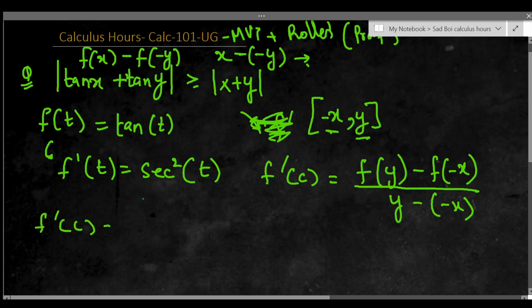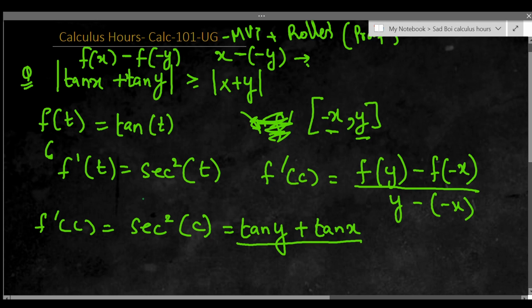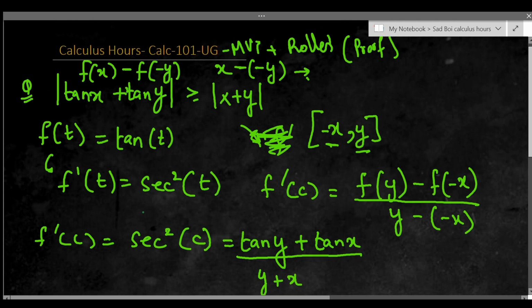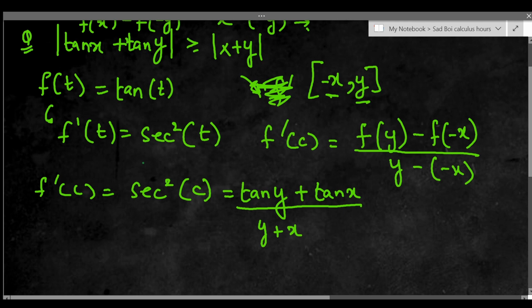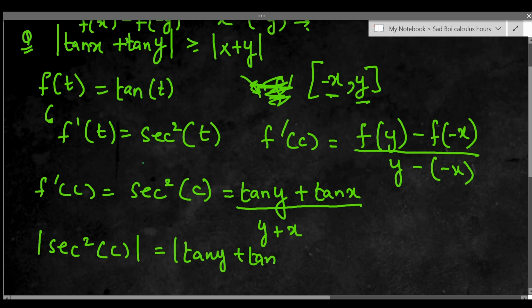and substitute the function in place of f bar of c, which is going to be sec square c, and it's going to be equal to f of y, which is tan y, minus f of minus x, which is minus tan x. So minus minus makes it a positive number. And then the denominator is going to result in y plus x. So now you have the exact function, but you want the modulo in that. So you're going to say sec square c modulo is equal to tan y plus tan x modulo over modulo y plus x.